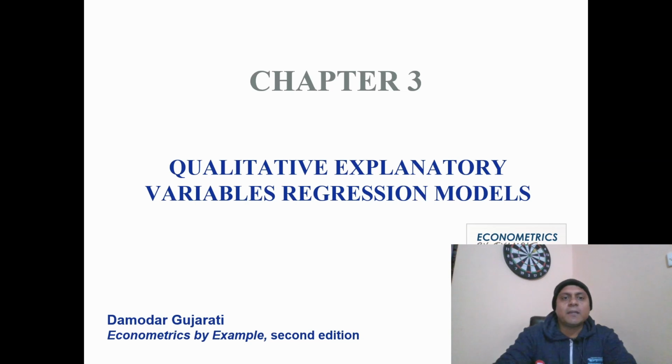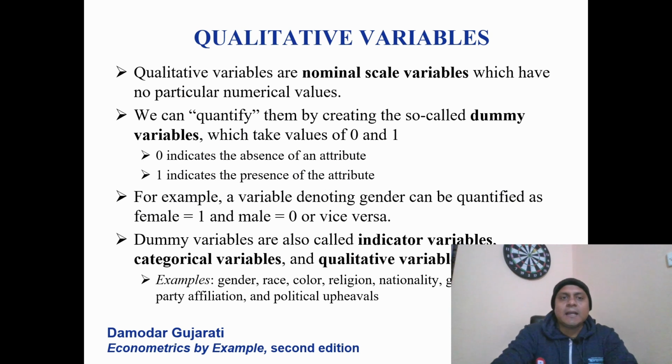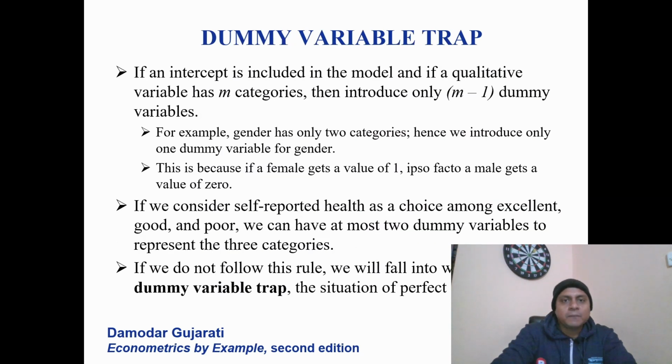Now chapter 3 is talking about the qualitative explanatory variable in the regression model. Qualitative meaning that the variables are taking either nominal or ordinal values. For instance, if your regressor or explanatory variable is gender, for example 1 for boy, 2 for girl, something like that, then it becomes a qualitative variable, and qualitative variables are nominal scale variables. These values are quantified using dummy variables taking 0 and 1. These variables are also called categorical variables.